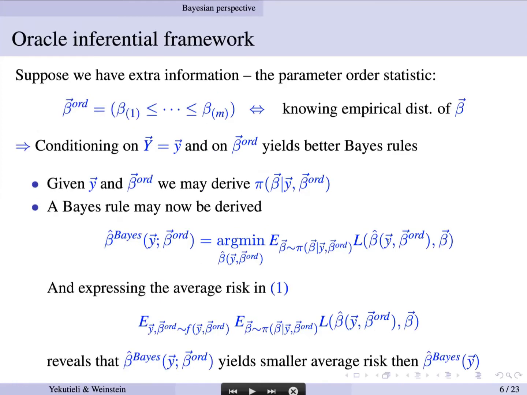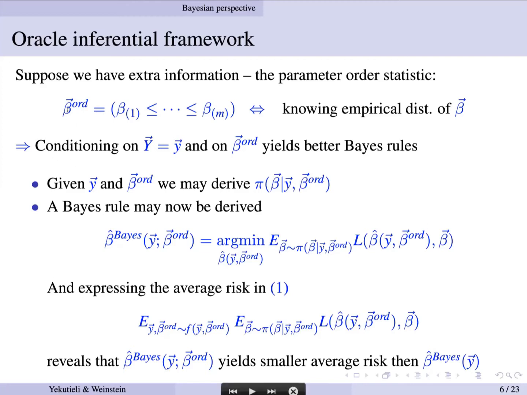Okay. Suppose we have extra information. Someone whispers in our ear the parameter order statistic. This is not the data order statistic. This is the parameter. The data order statistic we can easily compute. This is the parameter order statistic, which no one will actually know. But theoretically, let's say we do, we'll call it an oracle. Someone tells us not the actual value of the parameter vector, but its order statistic, which is less good. But still, it's lots of information.